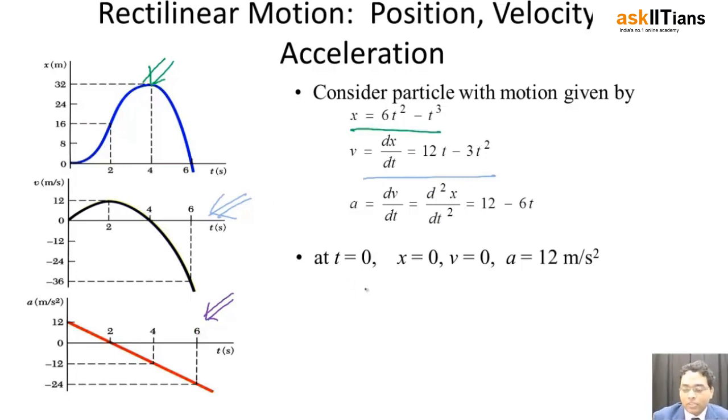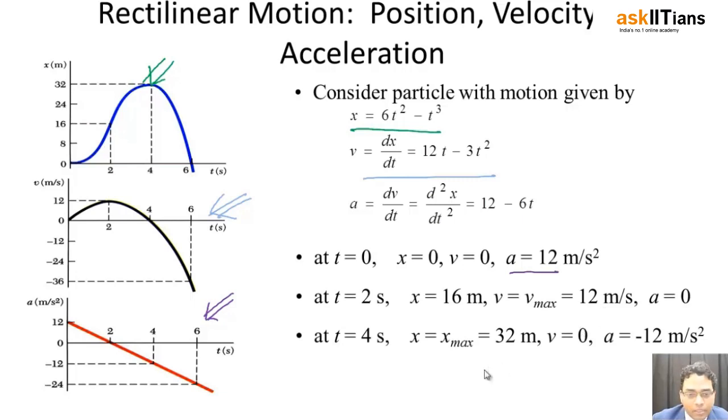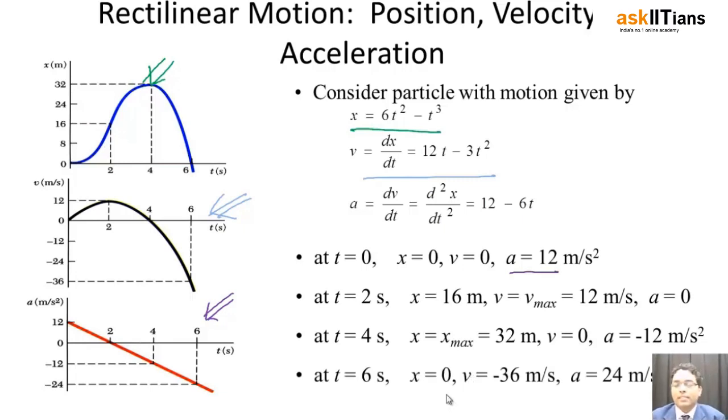So if the acceleration is constant, for time t equals 0, it will come up with this. At time t equals 2, x equals this, and the velocity is 12 meters per second. At time t equals 4, acceleration comes out to be negative, and similarly at time t equals 6, it is going to be equal to 24 meters per second square. If you just plot it, it is going to come out uniformly sloped.